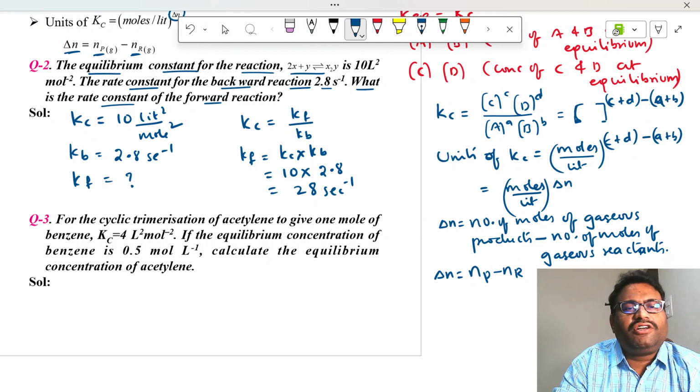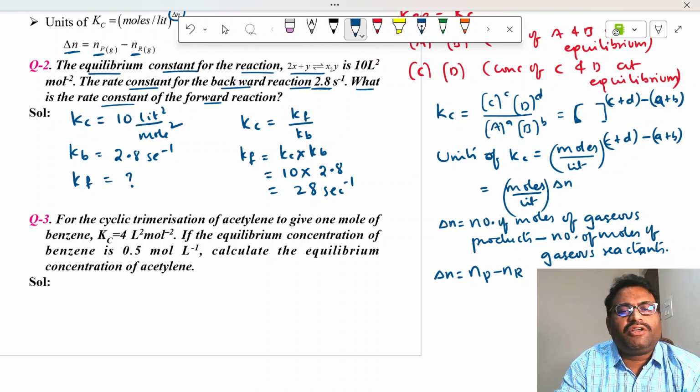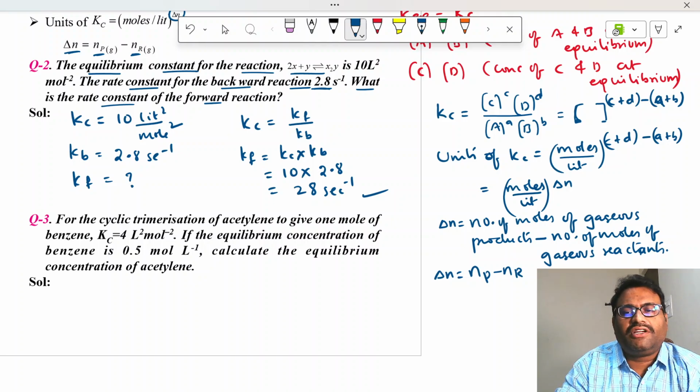So the rate constant for the backward reaction is given as 2.8. What is asked? The rate constant for the forward reaction. So the rate constant for the forward reaction is equal to Kc into Kb. Kc into Kb we have calculated, right? Next.